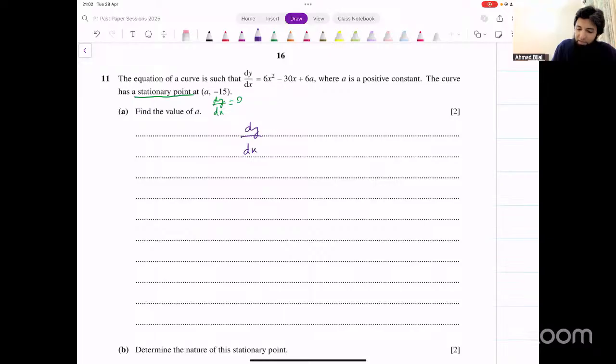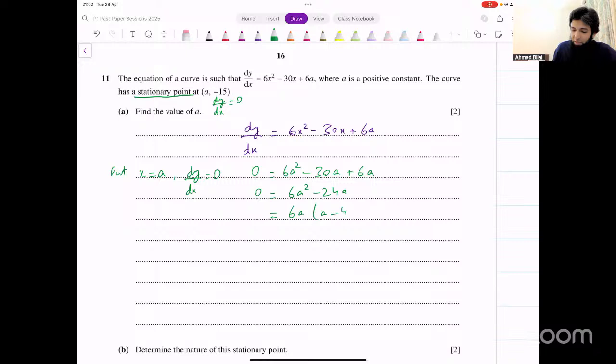So we can say dy over dx is equal to 6x squared minus 30x plus 6 times a. Let's input x equal to a. At the stationary point, dy over dx is equal to 0. So in place of x, you input a, and you get 6a squared minus 30 times a plus 6a, that equals 0. You can solve this equation. That gives 6a squared minus 24a equals 0. Take 6a common, that leaves you with a minus 4 inside. So either a equals 0 or a equals 4. The question says a is a positive constant. Only 4 is the positive value. So that's what we consider, and that's our final answer.